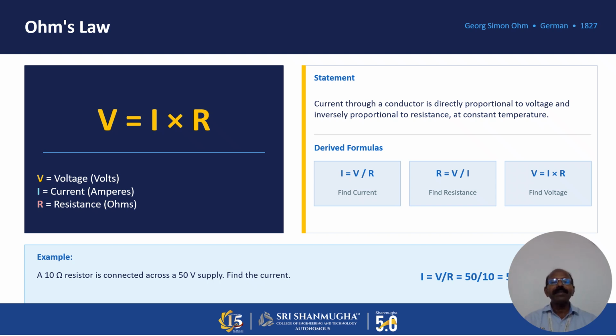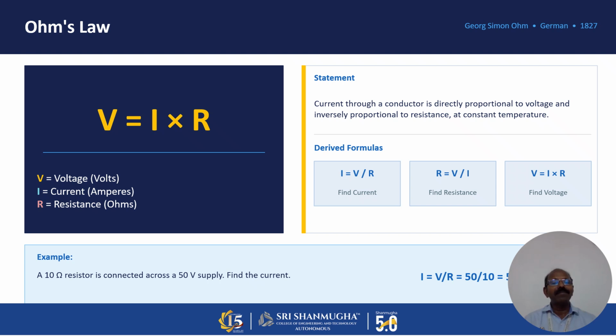For example, if V and R are given, to find the current, I = V/R is the equation we have to use. If you know voltage and current, to find the resistance, we use R = V/I. And to find voltage, V = I R. So it is a very famous law in electrical circuits.